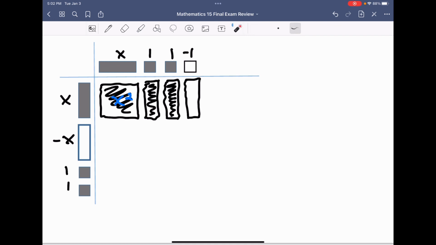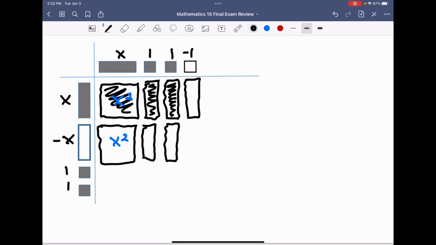Okay, now we move on to the next row. X times a -x, this is an unshaded square. It's an unshaded x squared. Reason being is because we go -x times a positive x, that's a -x squared. And we continue down the line and say -x times 1 is a -x. -x times 1 is a -x. And then -1 times a -x gives me a positive x. So this is going to be shaded here.